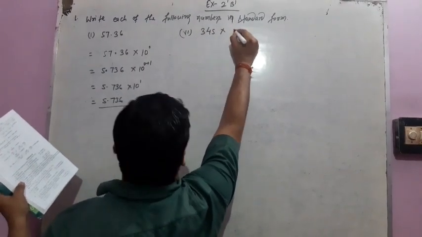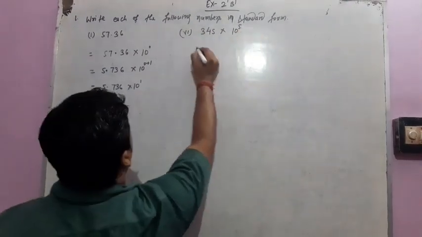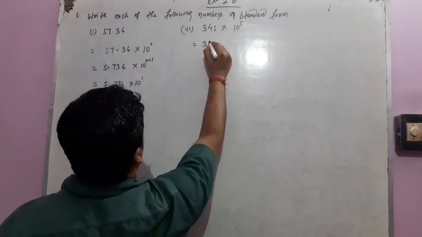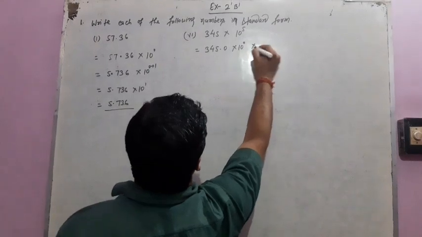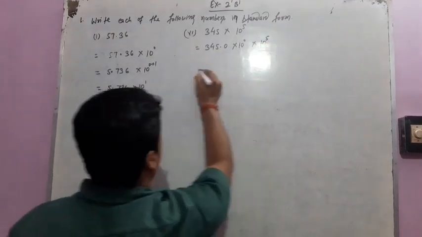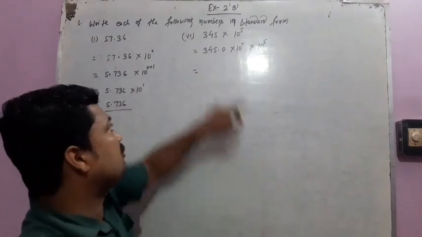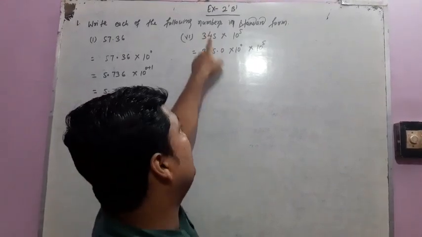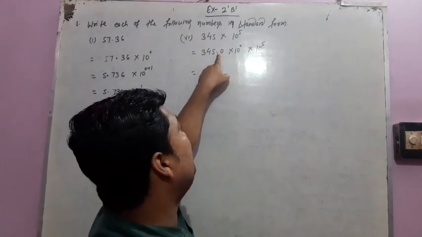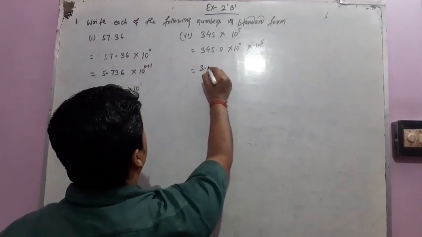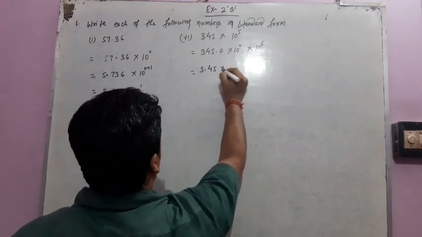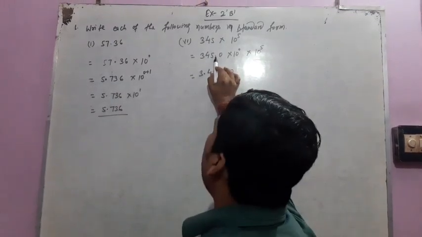345 into 10 to the power 5. We can also write it as 345.0 into 10 to the power 0 into 10 to the power 5. This number we can also write like this. The value of both the numbers is the same. Now we have to move the decimal after 2 digits. So we are moving the decimal after 2 digits.